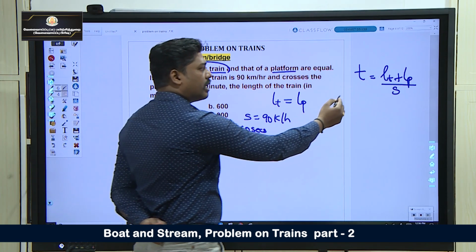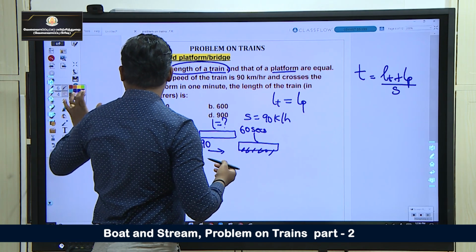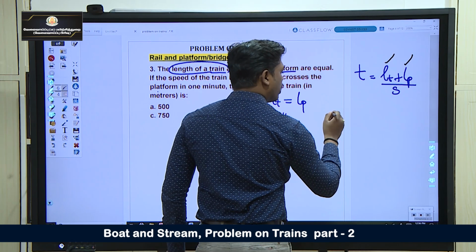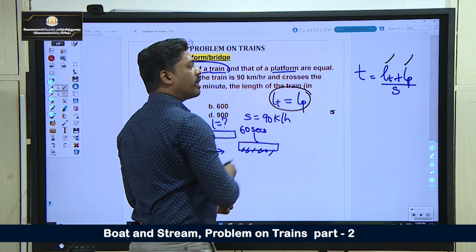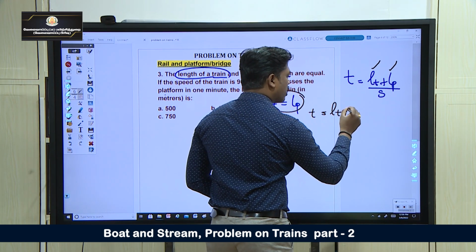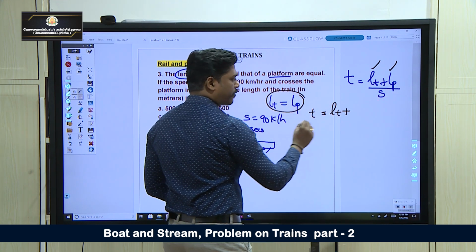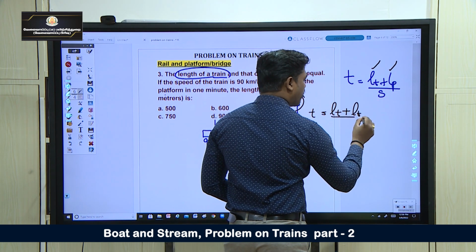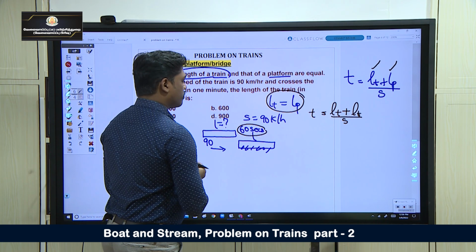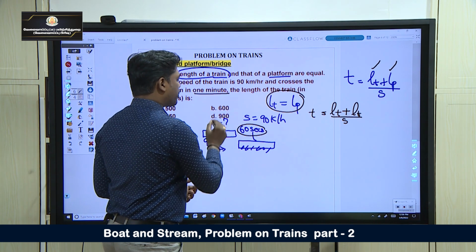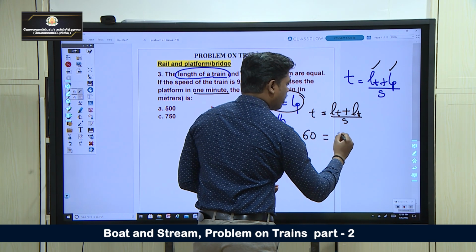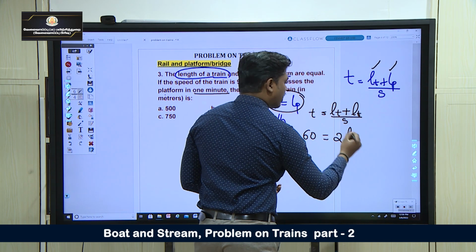So the formula used here is time is equal to length of train plus length of platform divided by speed of train. Here the length of train and platform are equal. So I am writing length of platform as length of train, divided by speed. In how many seconds will they cross each other? In 1 minute the train crosses the platform. 1 minute is 60 seconds. Here 2 into length of train, I am adding these two.